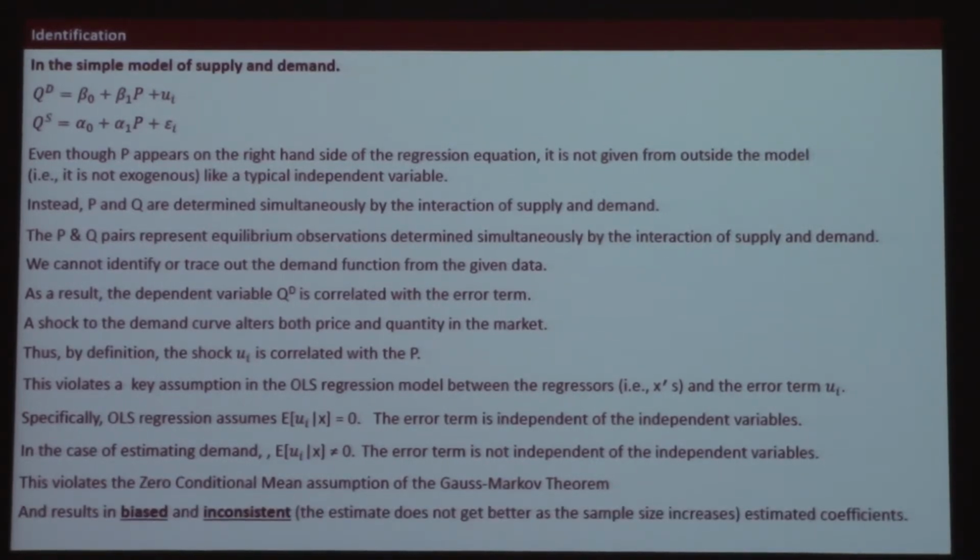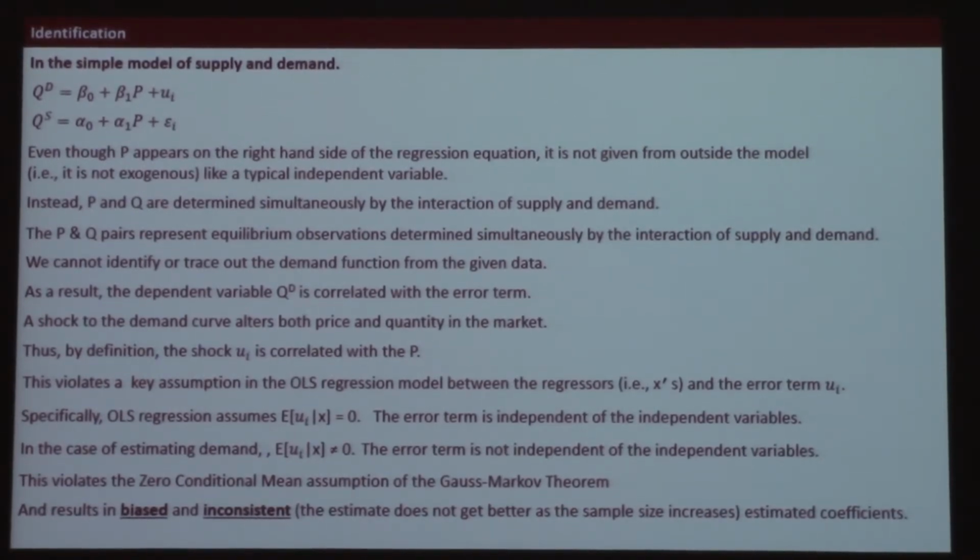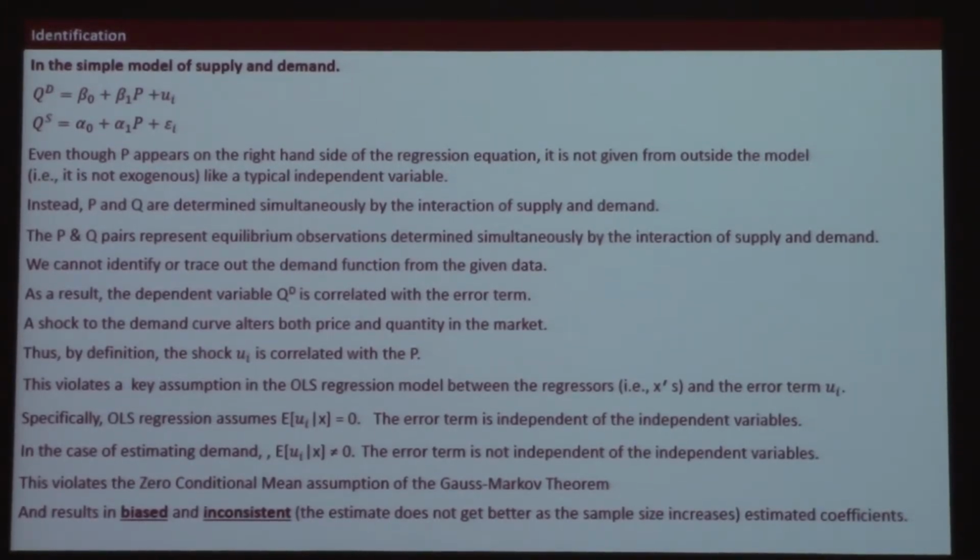That means our estimates, our beta coefficients, are going to be biased, meaning they're going to be consistently either high or low. And they're going to be inconsistent, meaning that as we get more data, as our sample size increases, the bias doesn't disappear. A lot of times larger data sets will eliminate some problems, but in the case of endogeneity, it doesn't get any better as the data set gets larger.